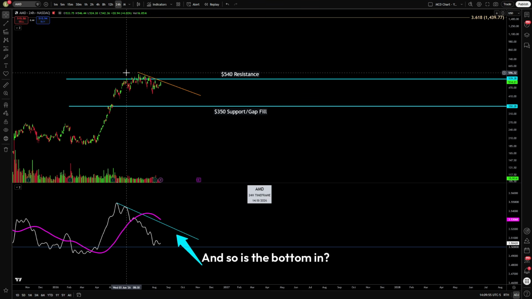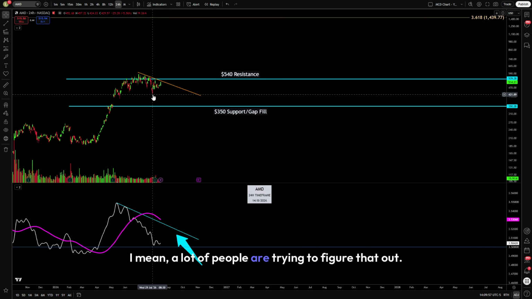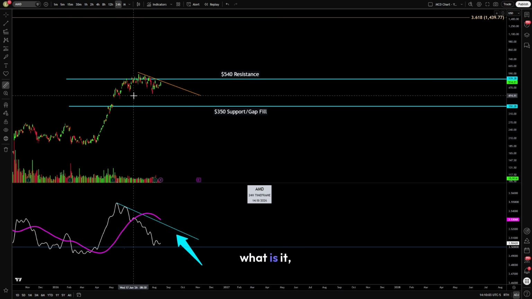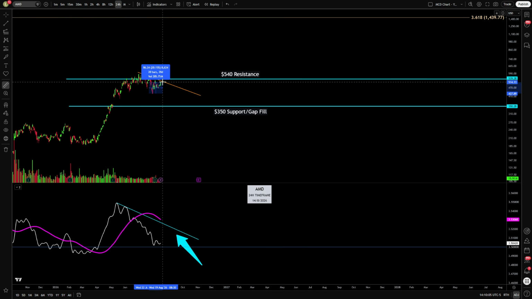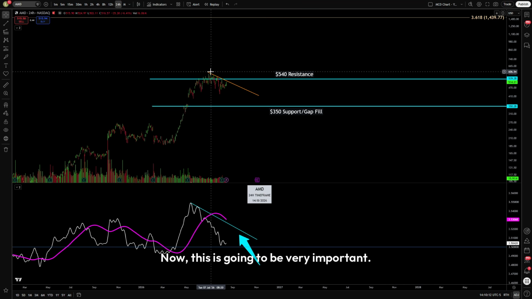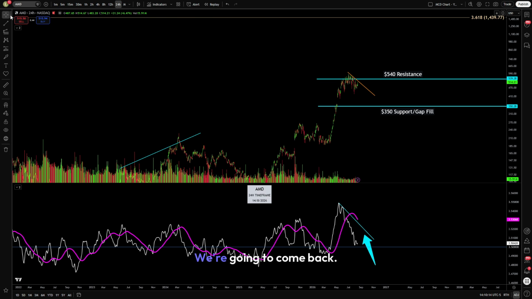And so is the bottom in? A lot of people are trying to figure that out. Like 420, if you got in at 420, got that dip, it's already almost, what is it, a 20% bounce? That was a huge bounce. So how do we know if that bottom is in? Let me tell you. This is going to be very important. We're going to come back.